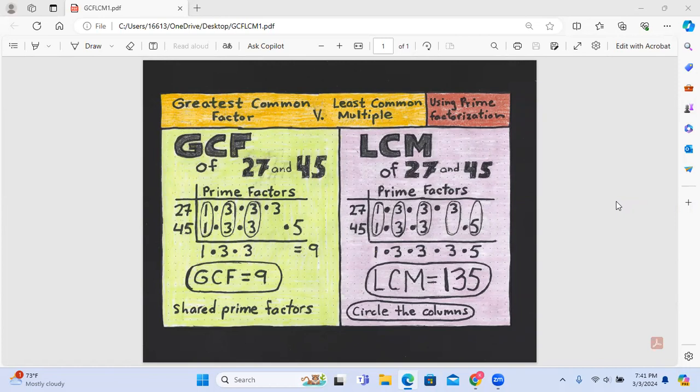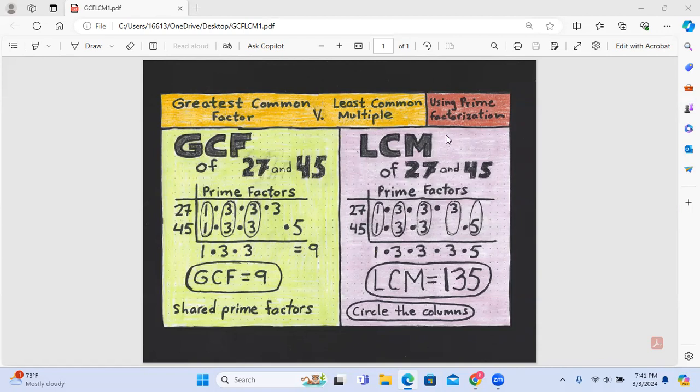This is the first video in a series of videos comparing the greatest common factor to the least common multiple. The reason why we're doing both of them at the same time is that sometimes students get confused between the greatest common factor and the least common multiple. Well, at least I do. And so I thought it might be a good idea to compare them and see how they are similar and how they are different. First, let's start with the greatest common factor of 27 and 45. And then after that, we're going to go into the least common multiple of 27 and 45.